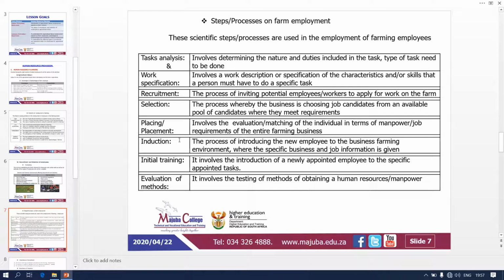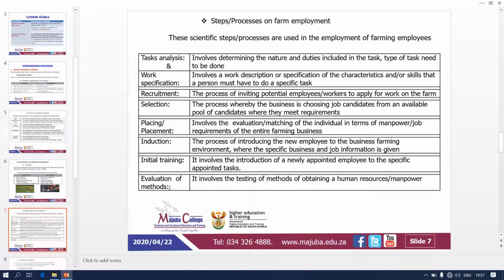Now you are applying for induction. That particular individual needs to go for induction, which is the process of introducing new employees to the business. You also look for initial training. Remember, this is the farm. The person needs to be trained. It involves introducing new employees to a specific appointed task. If you are a truck driver, you need to have that small training. Remember, this training can be practical as well because it's initial training.